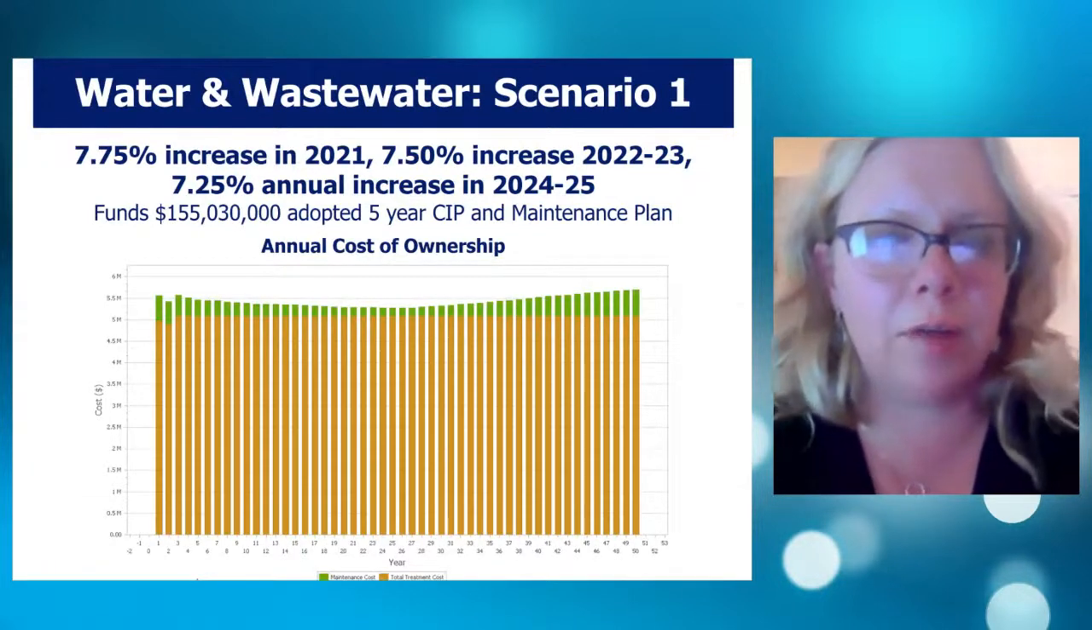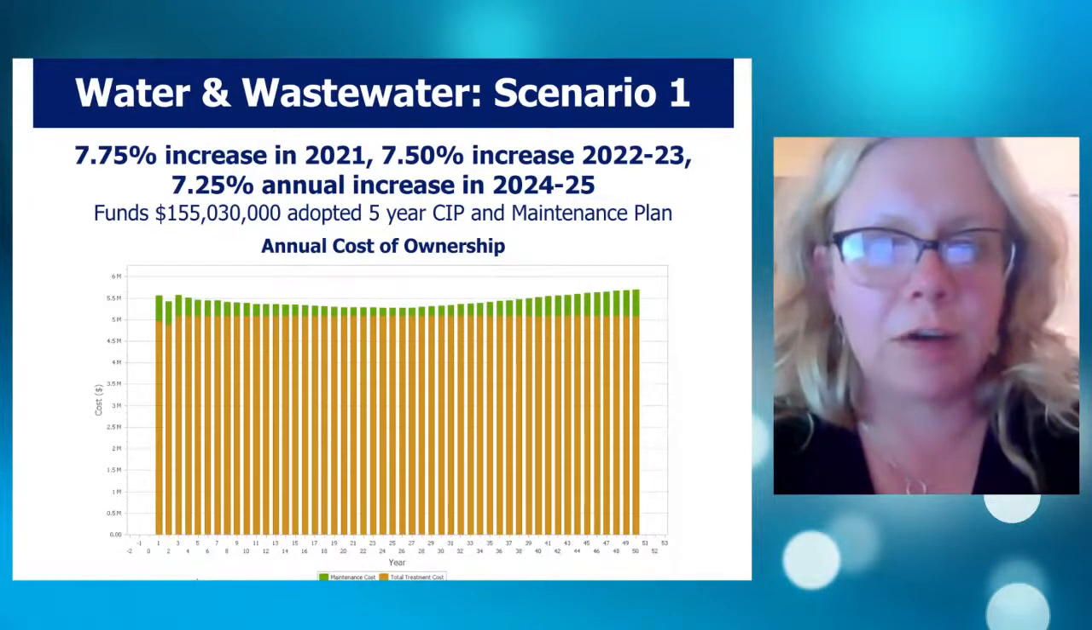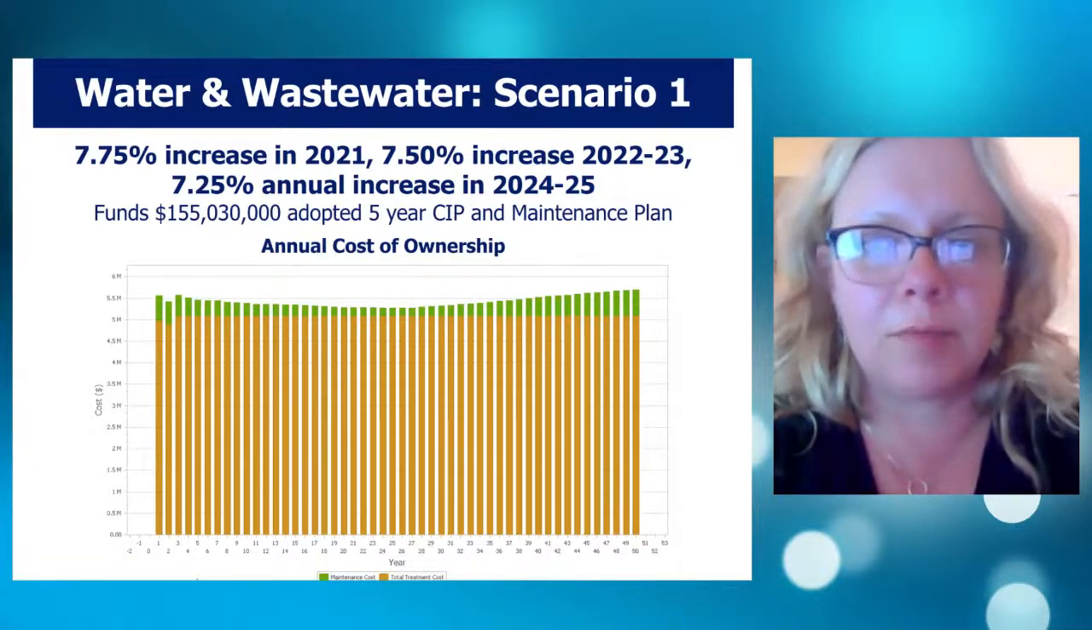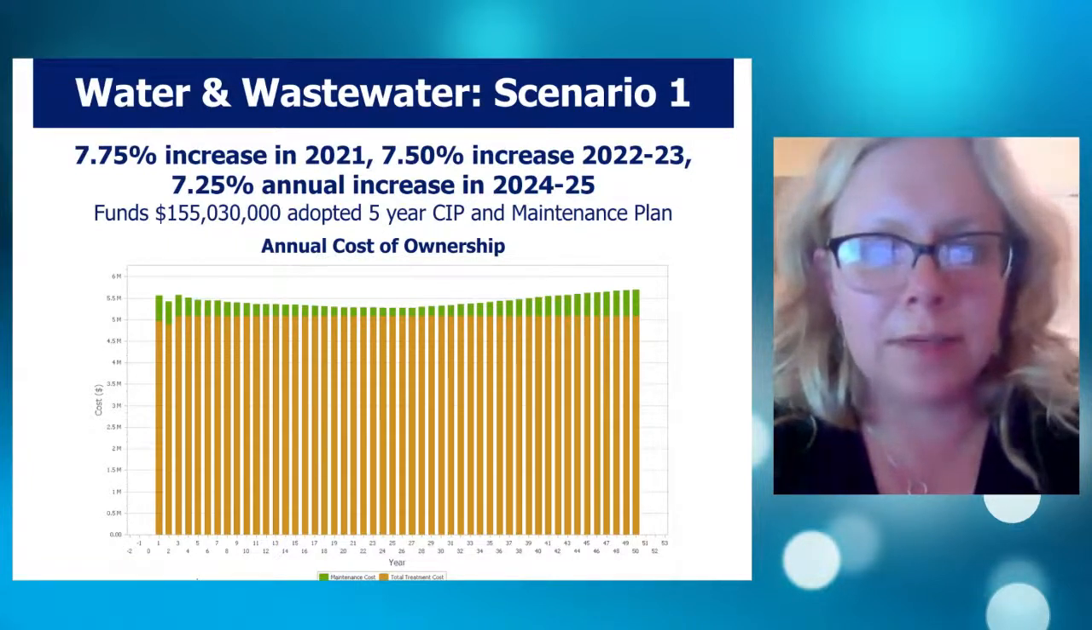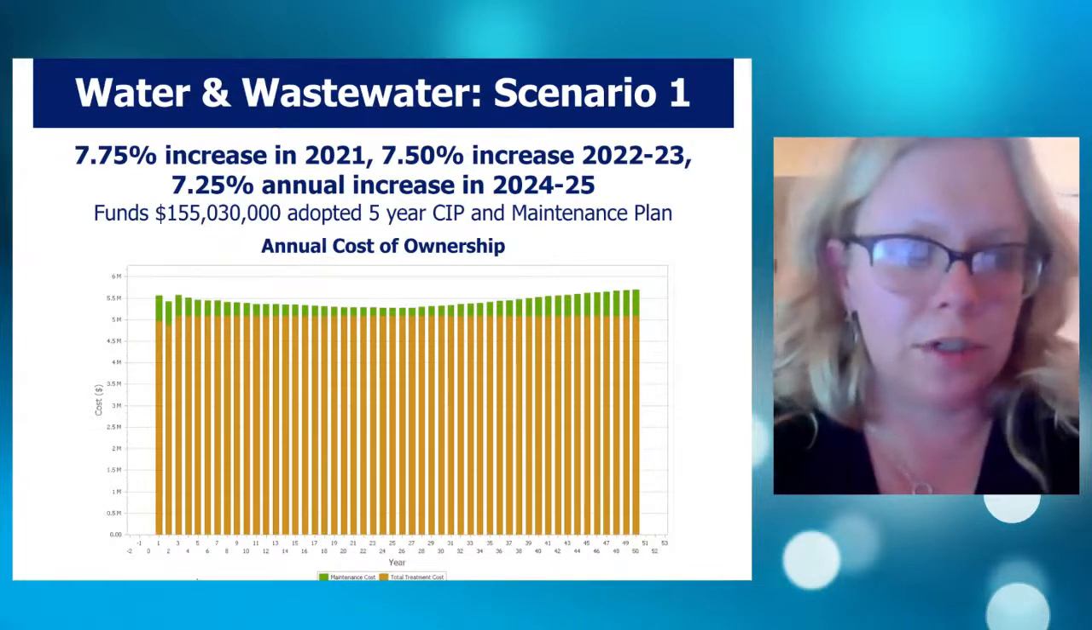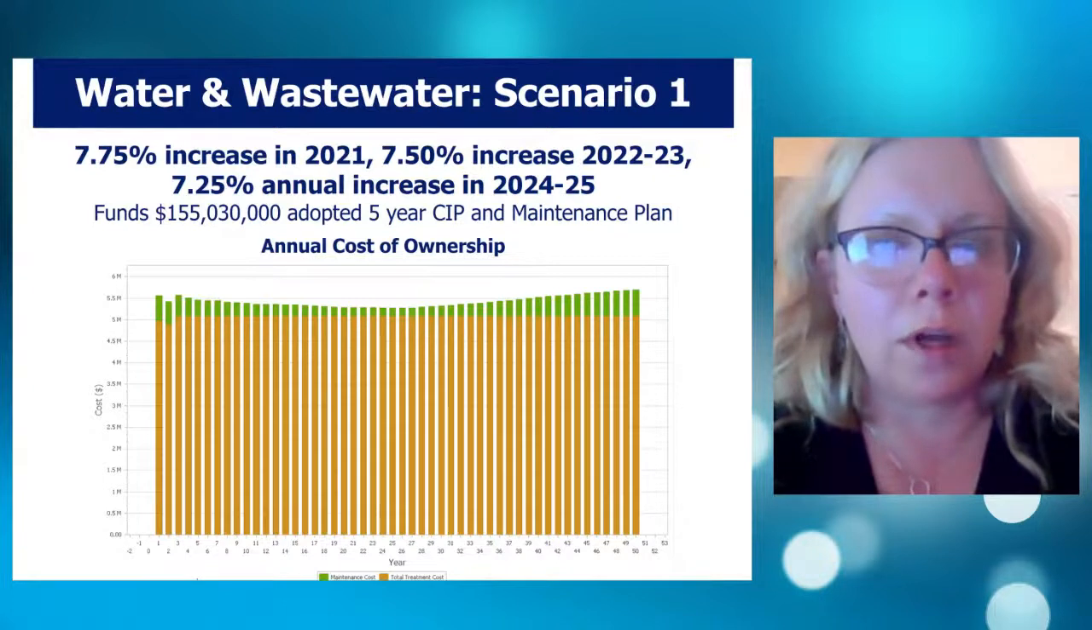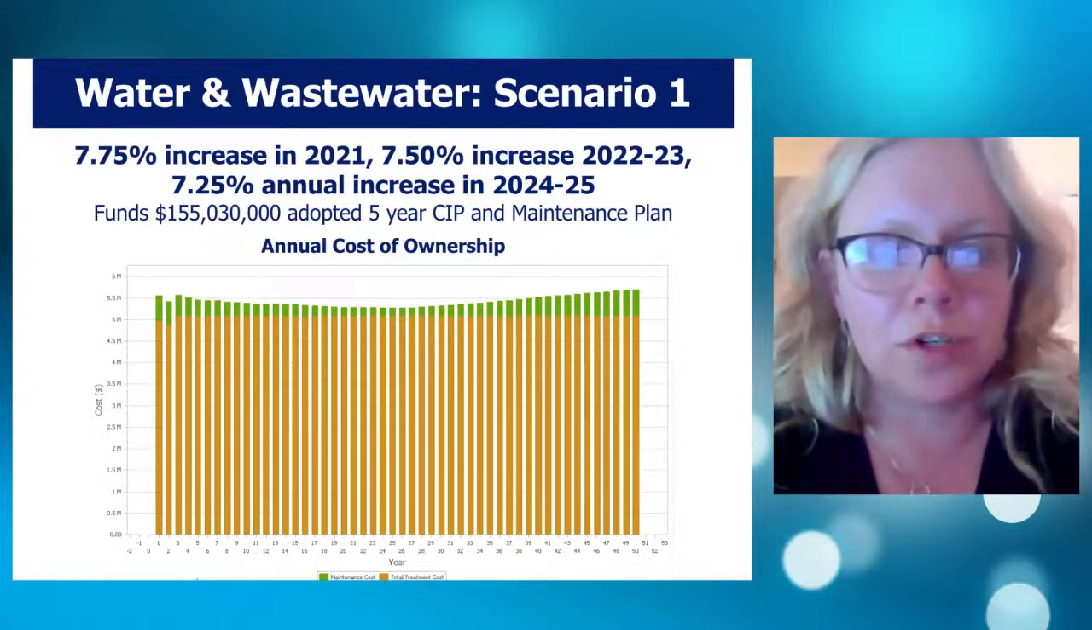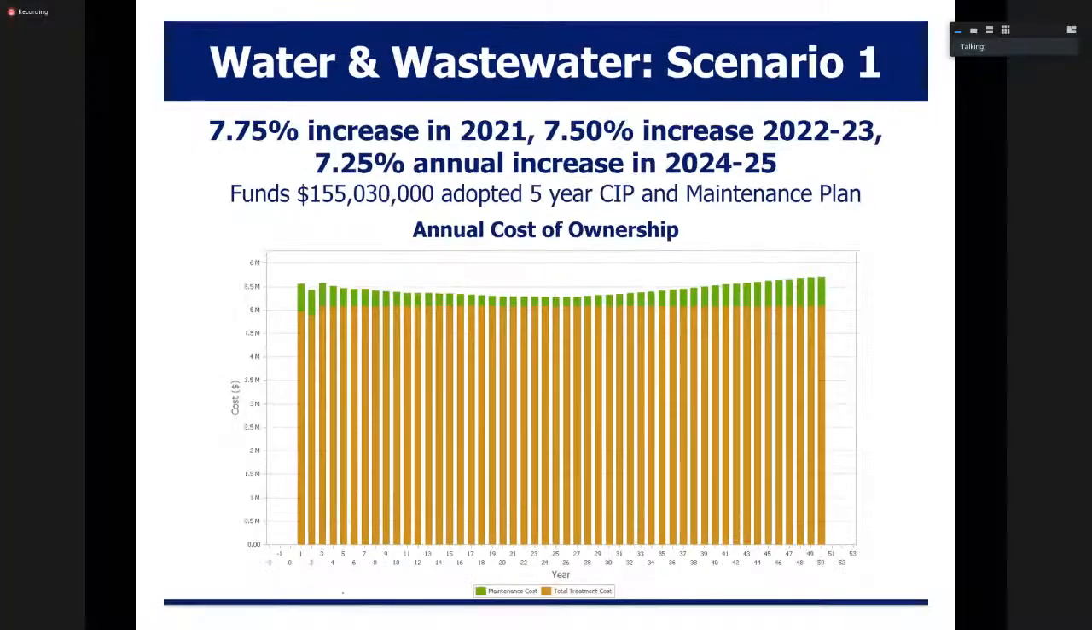So an additional output of our predictive model shows the cost of maintenance, which represents, in this case, fixing breaks relative to capital investment. So you can see that in this scenario, there are minimal maintenance costs, which is shown in green, relative to the overall capital improvement program, which is shown in orange. All right, next slide, Maggie.